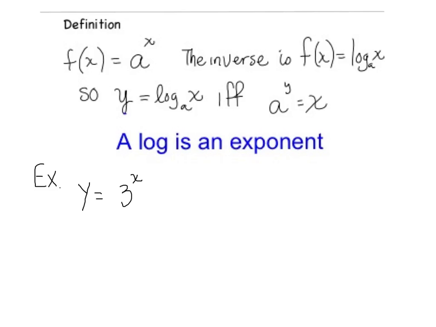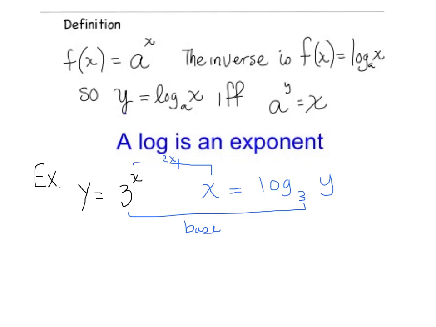Here's another example. If y is equal to 3 to the x, then you could write the log, right? The exponent, x, same exponent, is equal to the log with the same base, 3, of the value. Now sometimes they do a pattern, but to me, if you can keep the base straight and the exponent, there's only one other thing left, and it goes here.